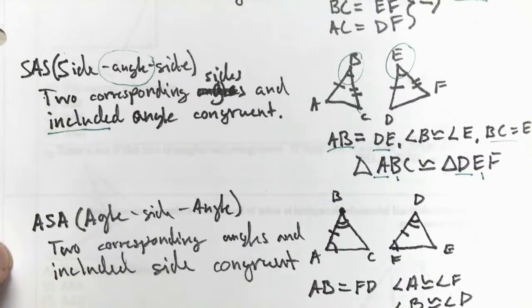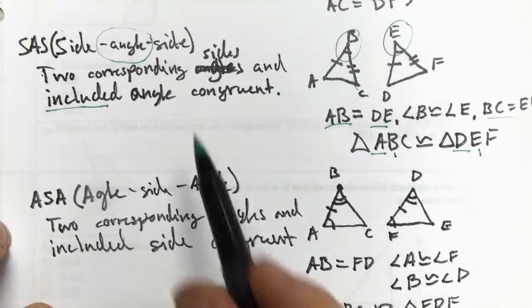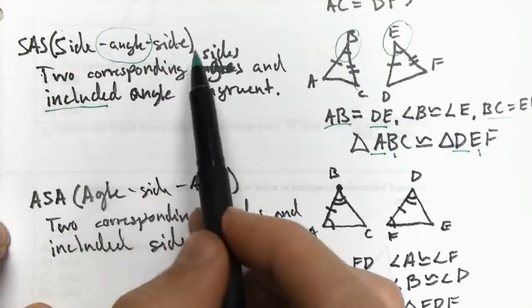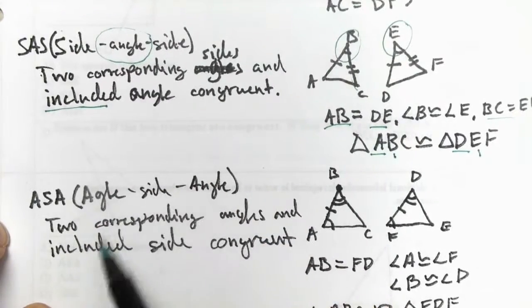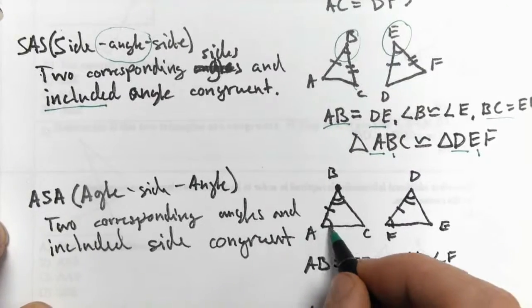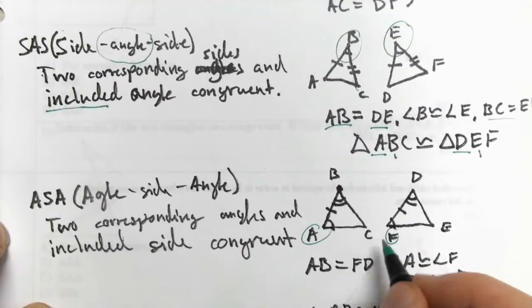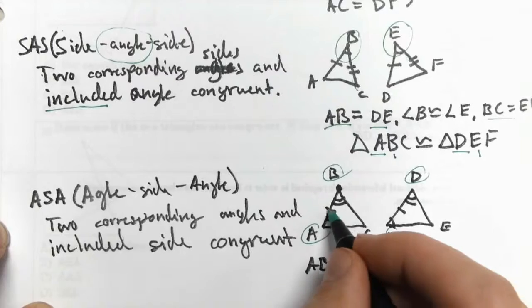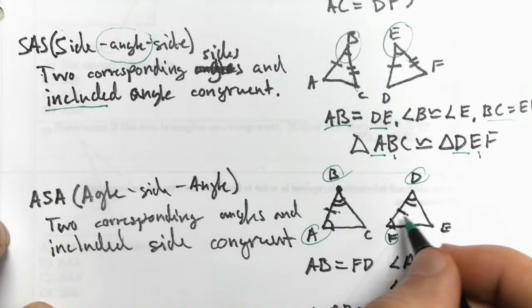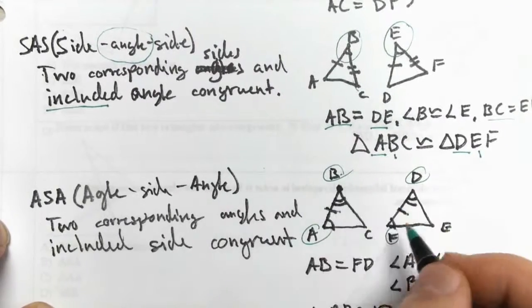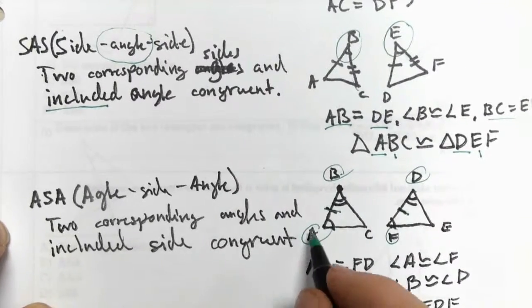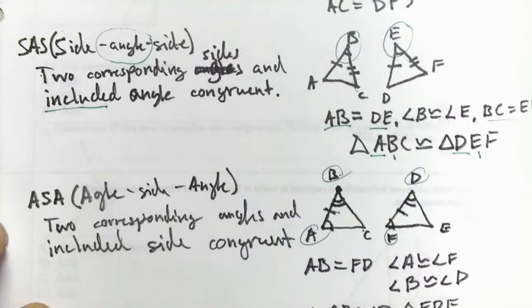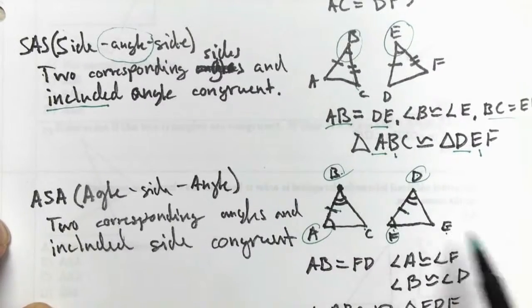The last one is angle, side, angle. It is basically the inversion of side, angle, side. I have two congruent angles and one side in between them. So I have angle A and F, and then B and D are congruent, and then the side connecting those two angles, side AB and side FD, are congruent. So triangle ABC is congruent to FDE.